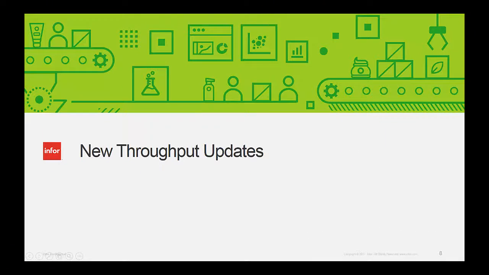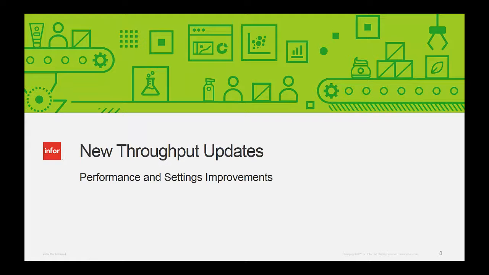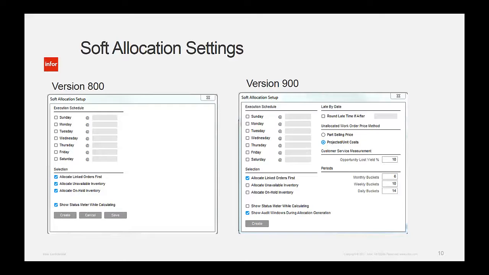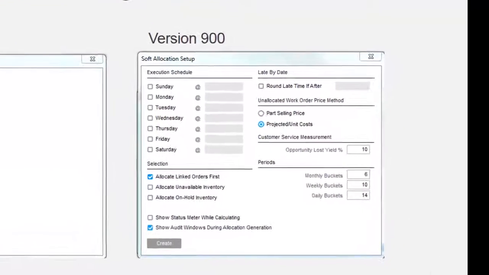Other throughput updates can be seen in performance and settings. To improve performance, when creating throughput displays, most of the calculations will now be stored in the database in the customer order allocation table. The soft allocations process will build the details. The soft allocations should be generated at least once a day, typically after scheduling has been completed. The soft allocations window now includes additional settings to improve performance and display.